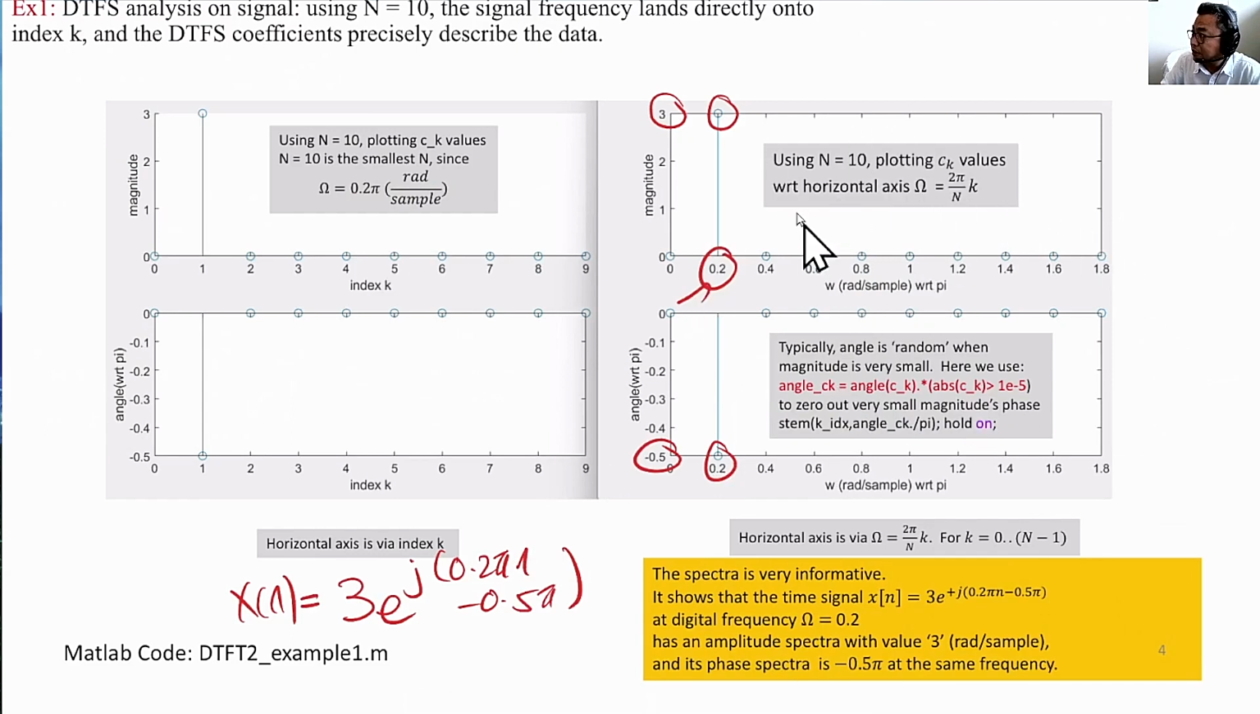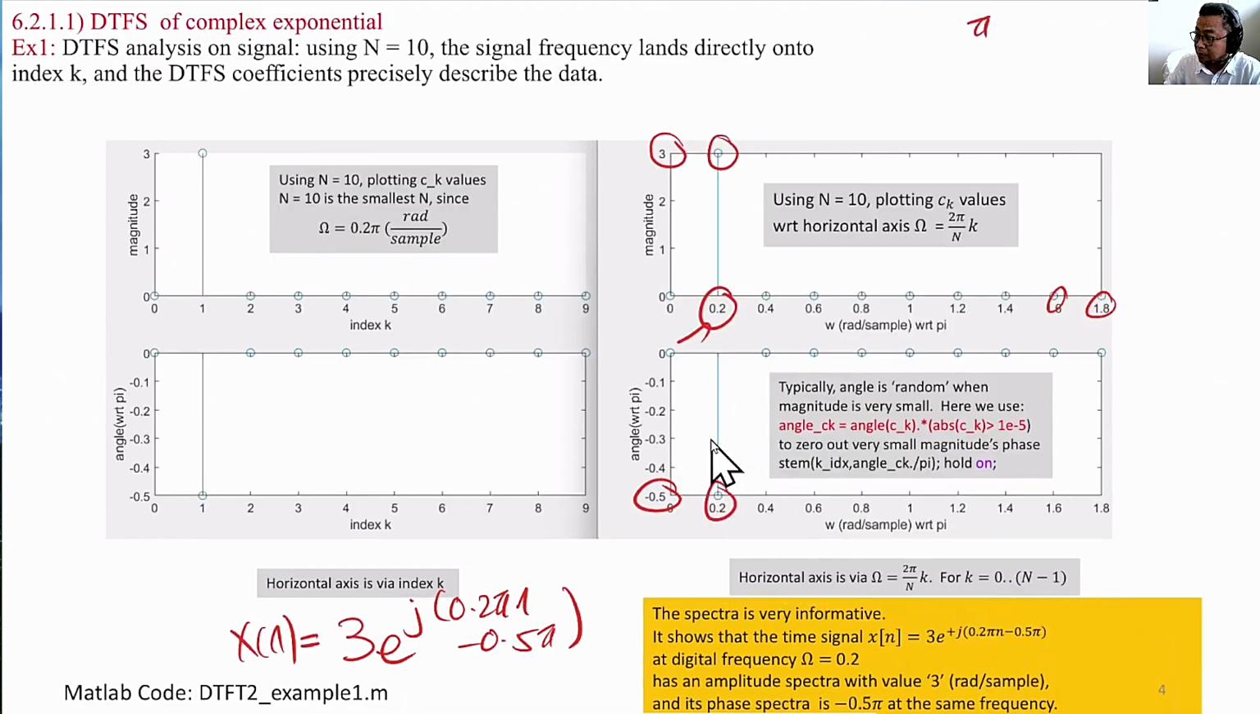You can think of the DTFS coefficients as representing the equations as a sum of complex exponentials, because at values here we are talking about different complex exponentials, and we are showing you what the magnitude and phase should be. In the next slide, we'll show you what happens when we analyze, instead of using N equals 10, which in this example is okay, N equals 100. What will happen?